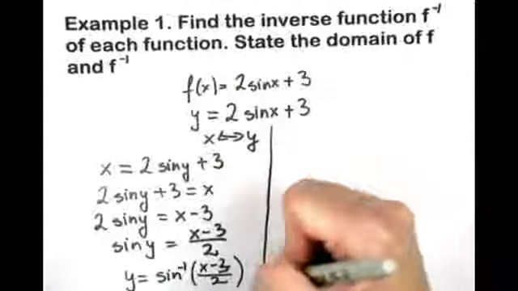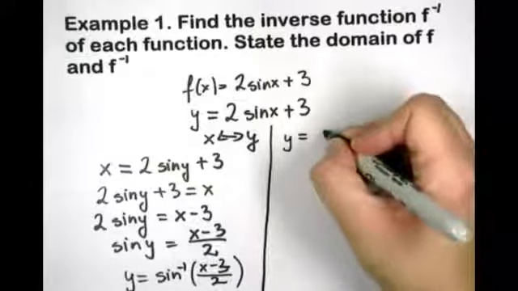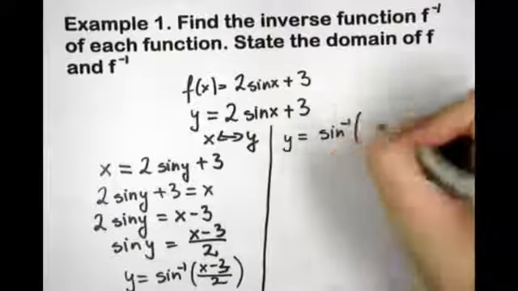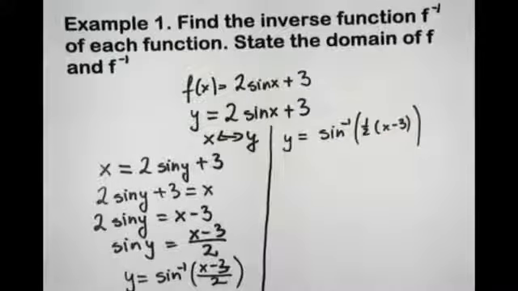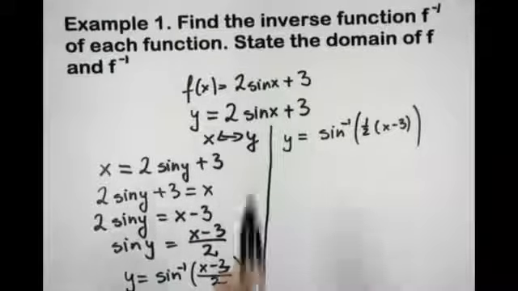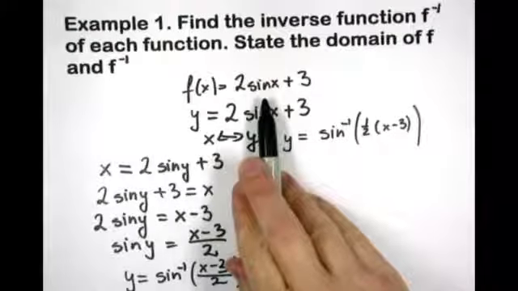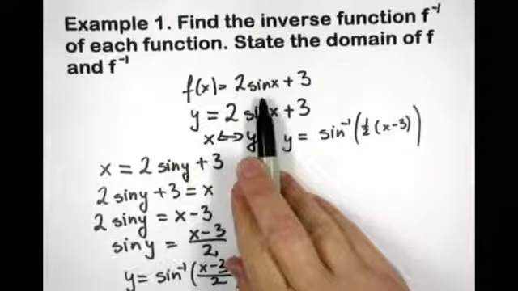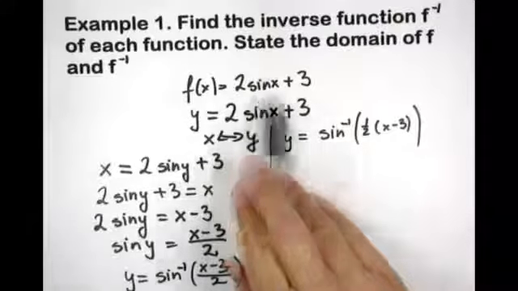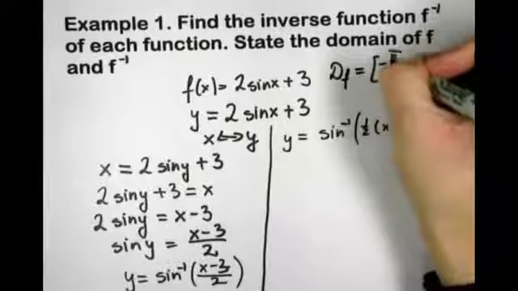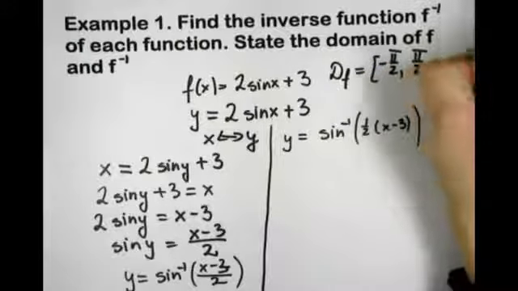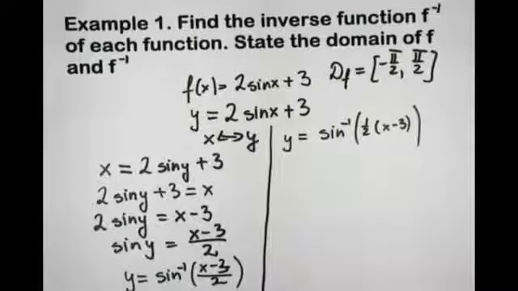So I would like to write this as y is equal to sine inverse of 1/2 times (x minus 3). So the domain of the function: in order to talk about inverse, we need to restrict the domain of this function. The domain of the original function is restricted to minus pi over 2 to pi over 2 in order that the inverse exists.